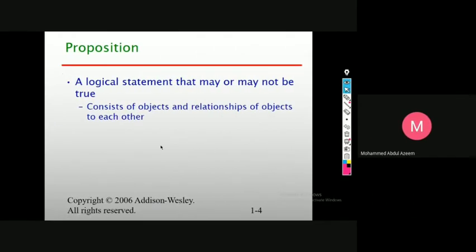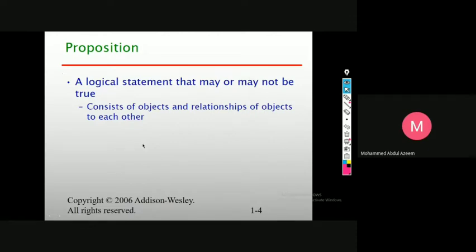Now, what is a proposition? A proposition can be thought of as a logical statement that may or may not be true. It consists of objects and the relationships among the objects. Formal logic was developed to provide a method for describing propositions, with the goal of allowing those formally stated propositions to be checked for validity.